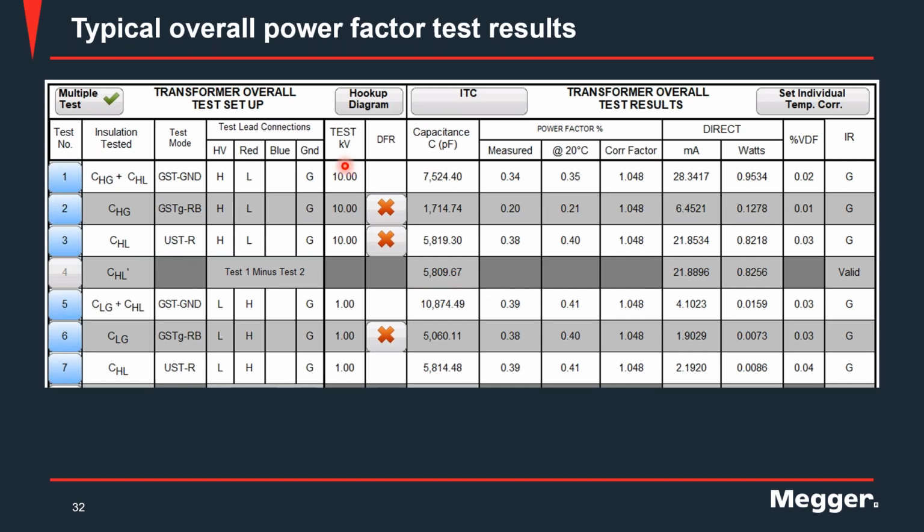What you have here is the test voltage. You can see that the test voltages are different for the high side and the low side, and the reason is because the test voltage needs to be appropriate. Typically it's done at 10 kV, but you cannot exceed the voltage rating of the winding that you're testing on. So if I'm testing on a low voltage winding which is rated for 1 kV, I won't exceed 1 kV, which I believe was the case here. And that's the reason why the low side winding was tested at 1 kV instead of 10 kV.